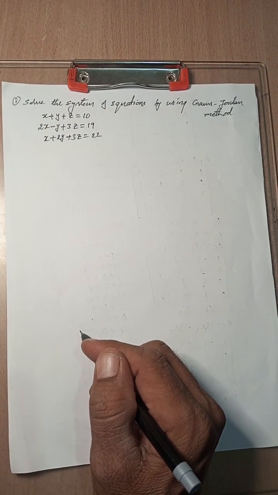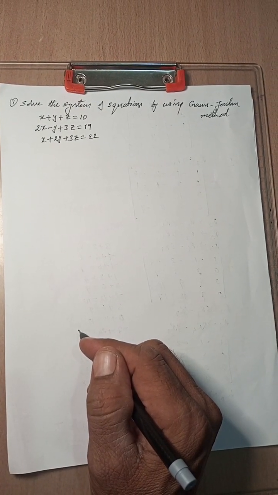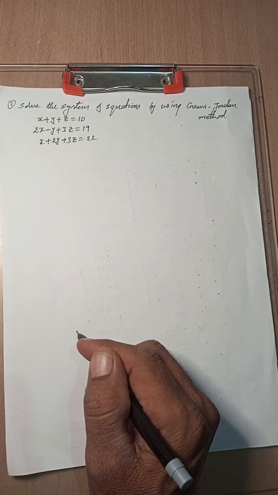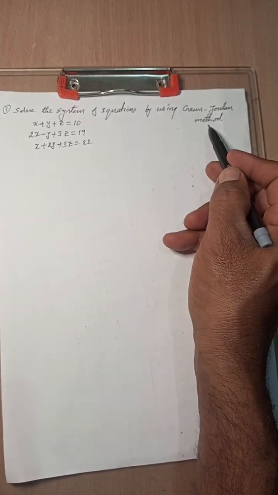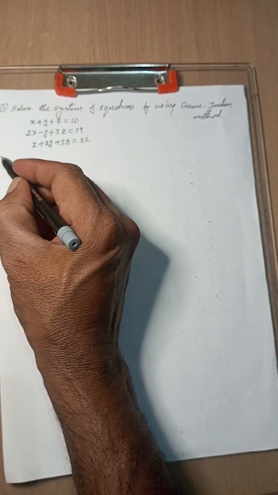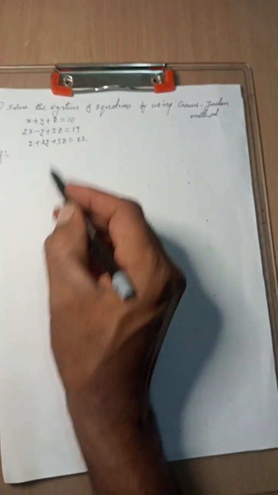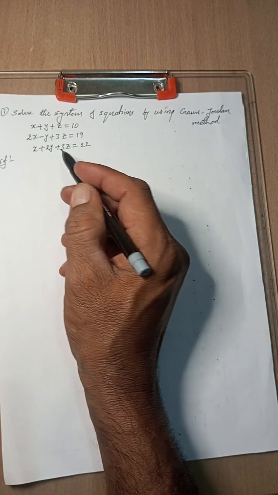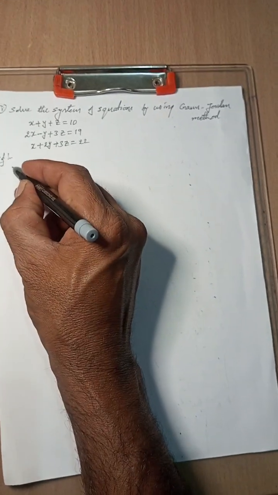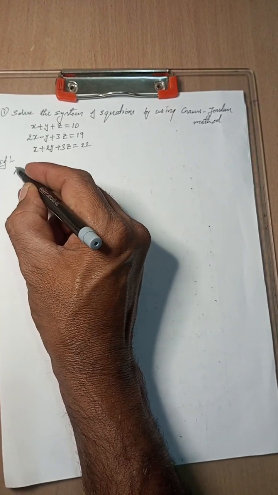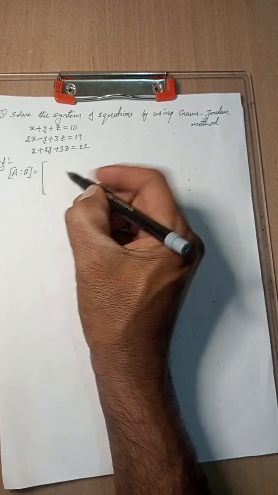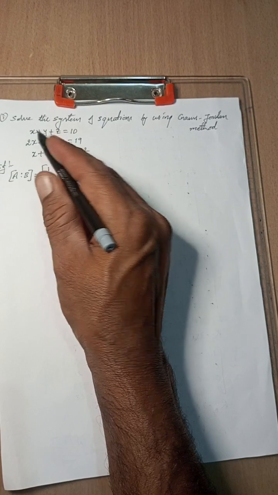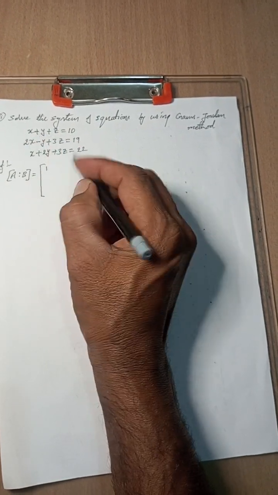Hello students, in this video I'll explain how to find the solution of the given system of equations by using the Gauss Jordan method. So for the given system of equations, to solve it by Gauss Jordan method, first let us write its augmented matrix.